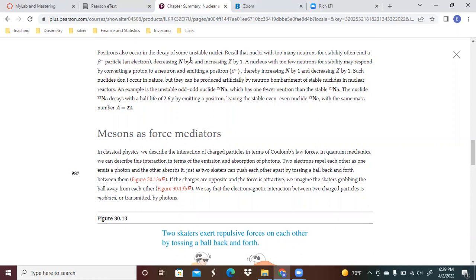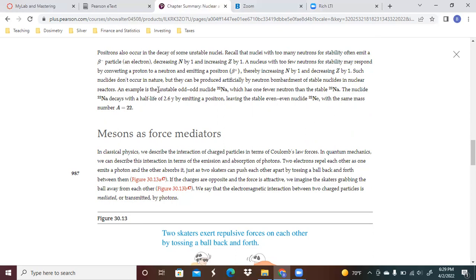Positrons also occur in the decay of some unstable nuclei. Recall that nuclei with too many neutrons for stability often emit a beta minus particle, decreasing n by 1 and increasing Z by 1. A nucleus with too few neutrons for stability may respond by converting a proton to a neutron and emitting a positron.